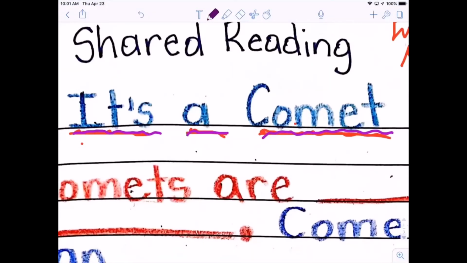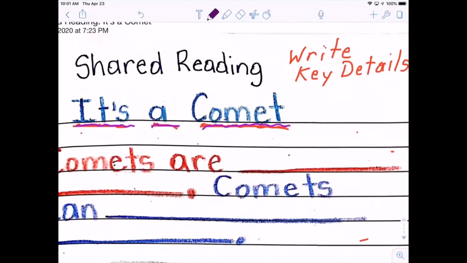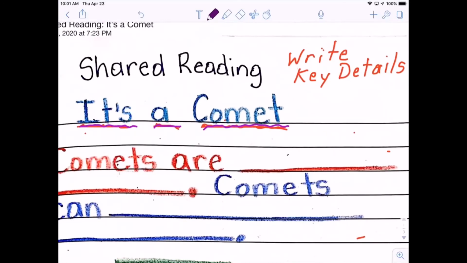So next to the title, you always write the date. And we're going to be writing the key details of our shared reading. It's a Comet. Your pencil, skip a line.